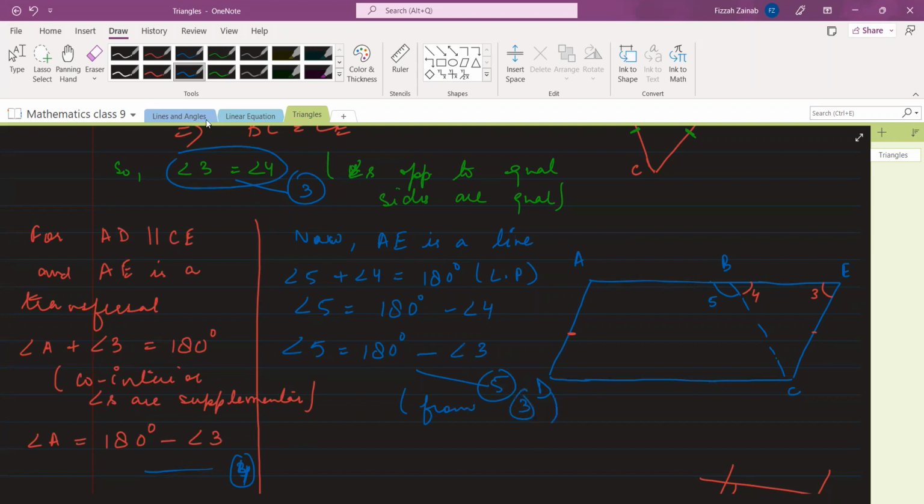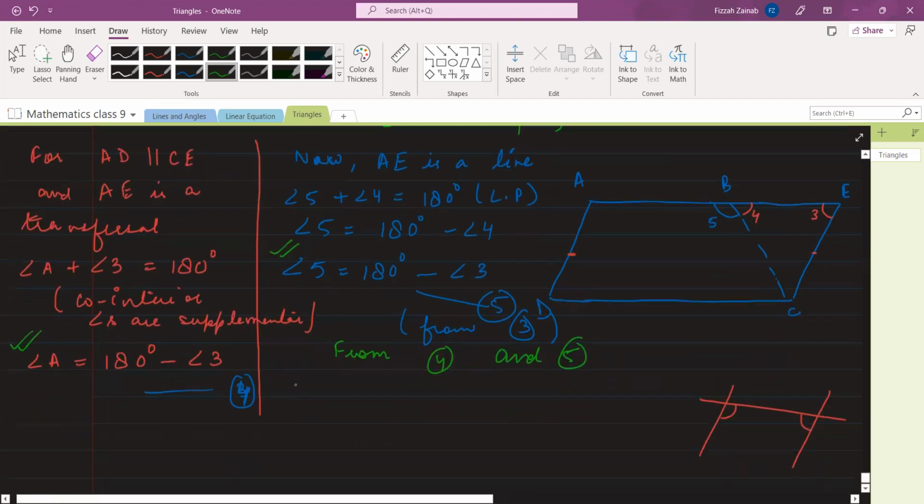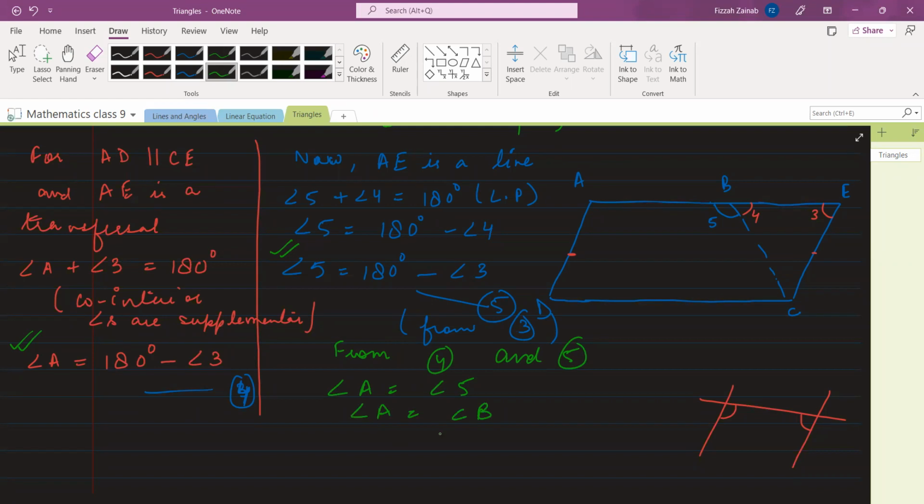Now you compare your results 4 and 5. From 4 and 5, that means this and this. What can you see? RHS 180 minus angle 3, 180 minus angle 3. Clear? So can I say that angle A is equal to angle 5 from 4th and 5th? Yes. Okay, and what is angle 5? It's angle B basically. So angle A is equal to angle B. Proved.